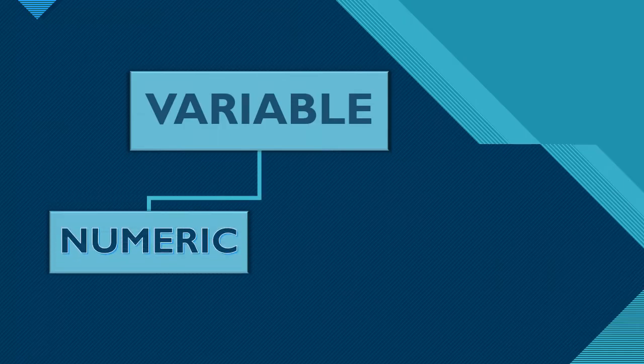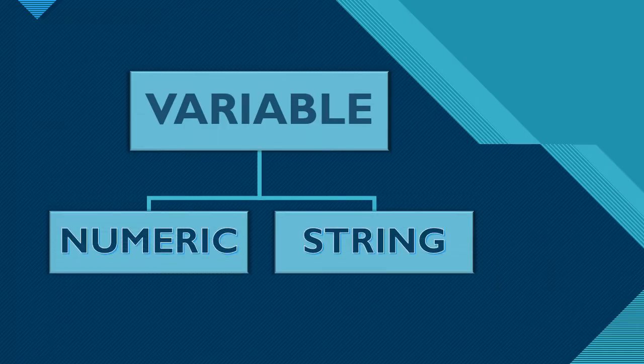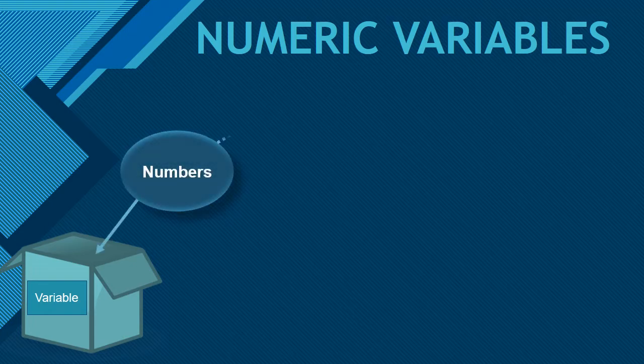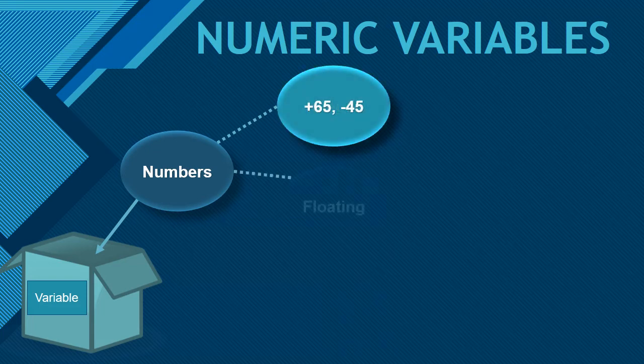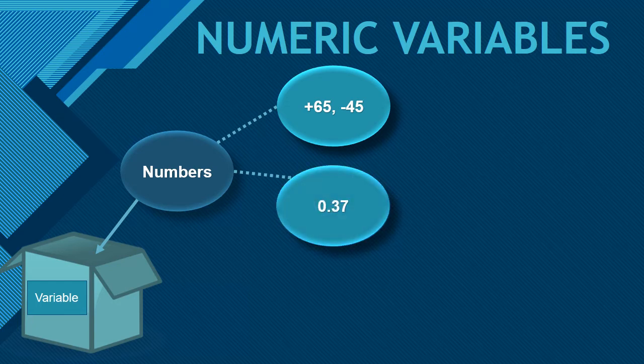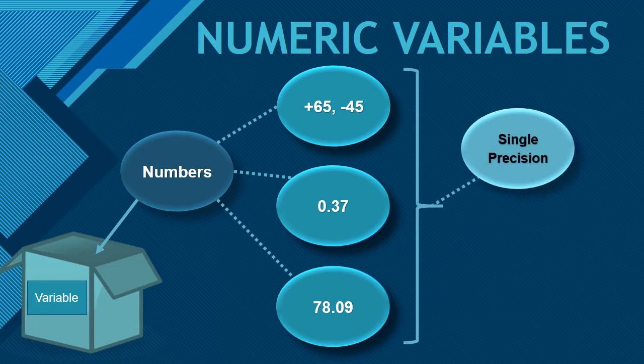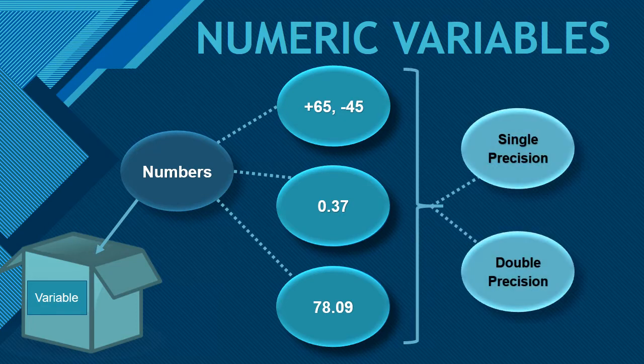Variable has two types, numeric and string. Numeric variable stores only numbers. Numbers can be of three types. The first one are integers without any fractional part. The next is floating point numbers. These are fractional part numbers. And the third one are real numbers, the numbers having both integral and fractional part. And these numbers could be single precision or double precision.